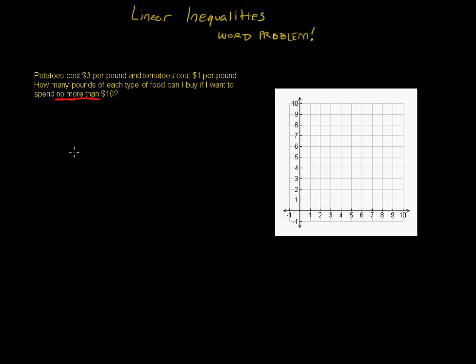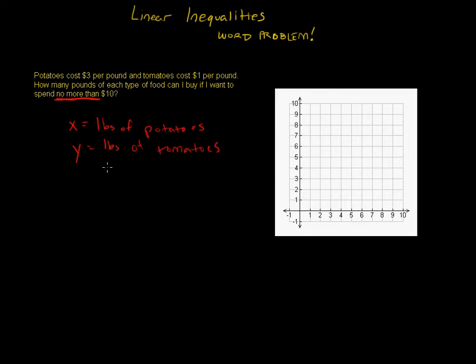So let's think about how this expression would look to represent how much he's buying. So $3 per pound for potatoes. Let's say X is pounds of potatoes, and let's say Y is pounds of tomatoes. All right, so X is pounds of potatoes, and Y is pounds of tomatoes.